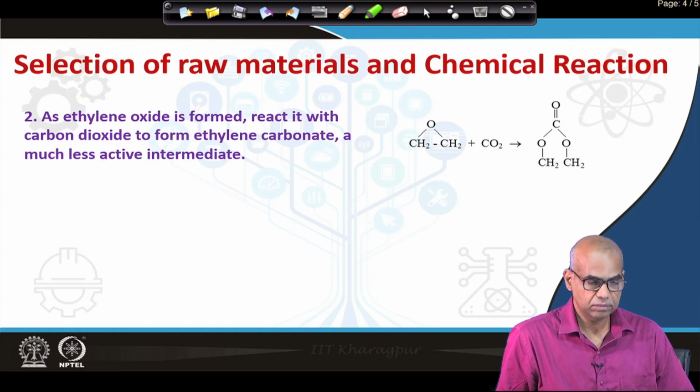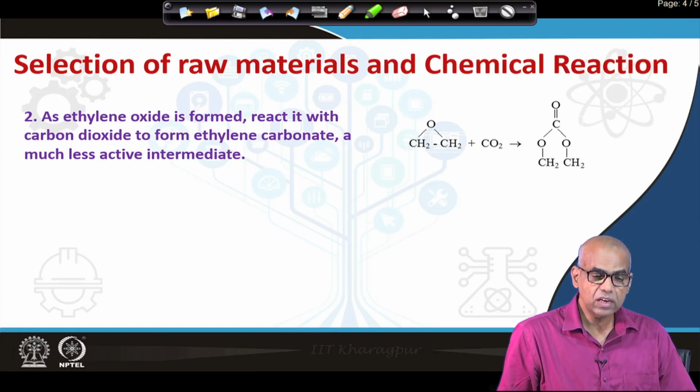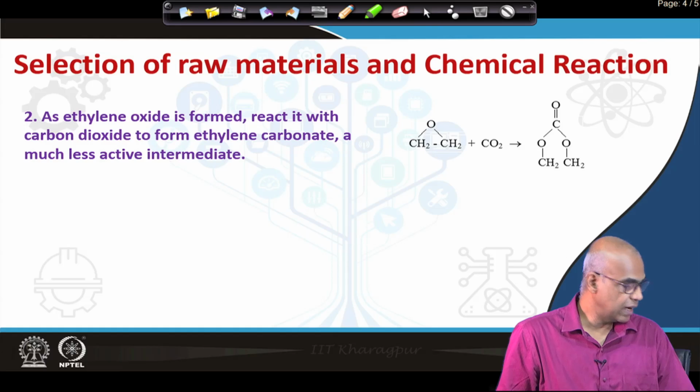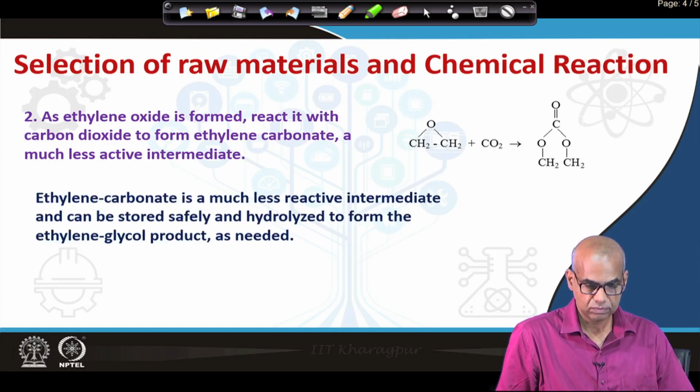As a second alternative, as the ethylene oxide is formed, you react it with carbon dioxide to form ethylene carbonate. Now, ethylene carbonate is a much less reactive intermediate. So, this can be safely stored and later on hydrolyzed to form the ethylene glycol product.